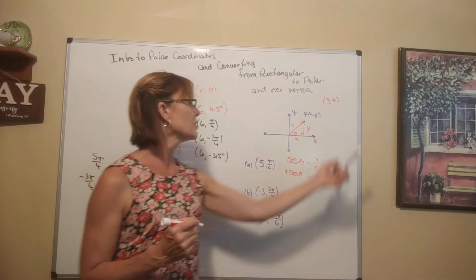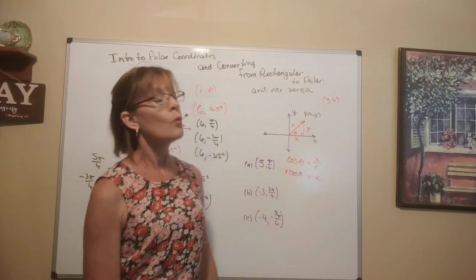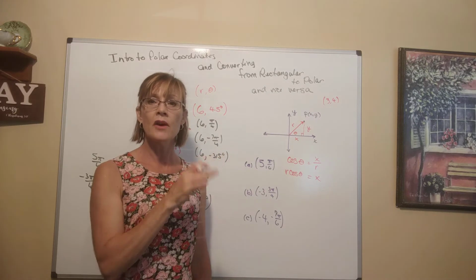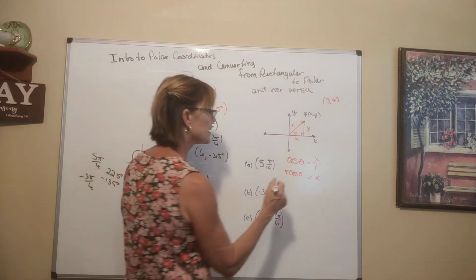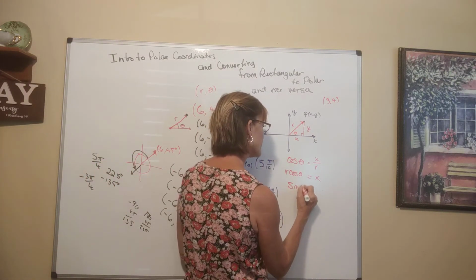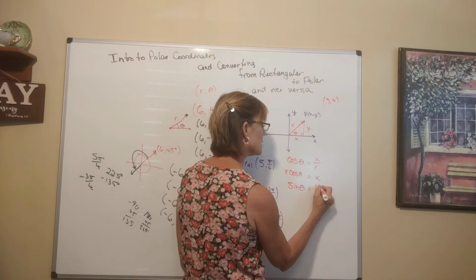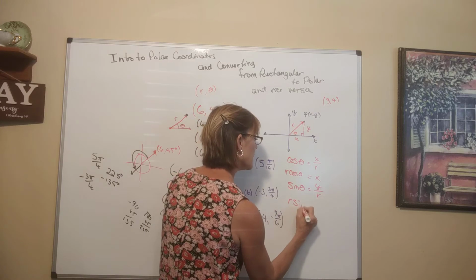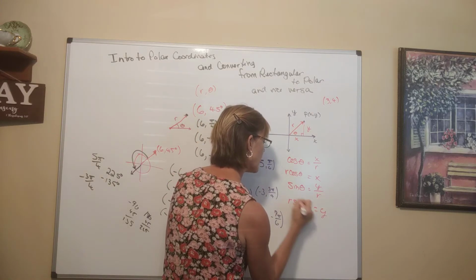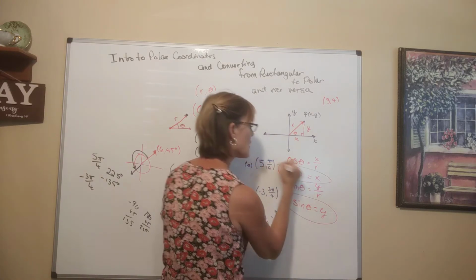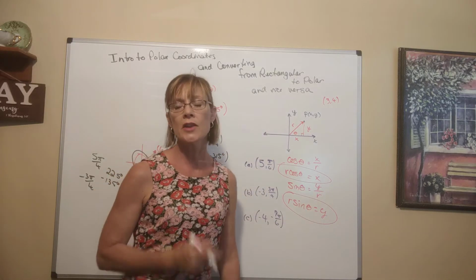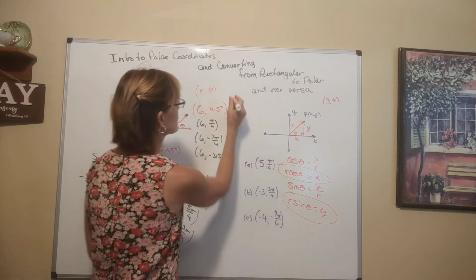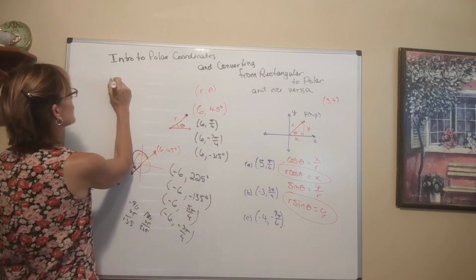What if I was interested in knowing y right there? Okay, y is opposite, so sine involves opposite over hypotenuse. So I could say that the sine of theta is opposite over hypotenuse, and I could multiply both sides by r and get that r sine of theta is y. These are conversion properties. If I know r and theta and I want to solve for x and y, these are the formulas I will use. So let me just write that up here. These are important ones.